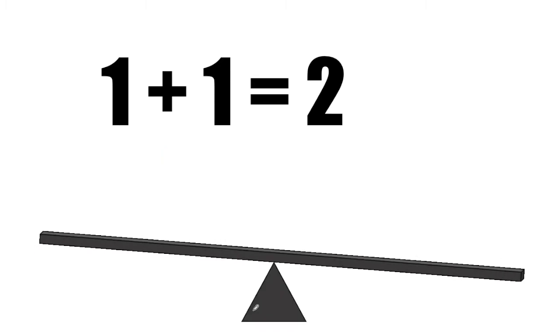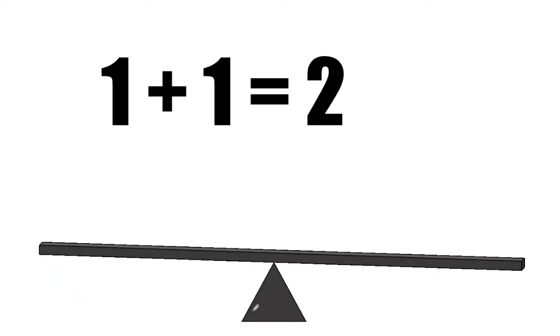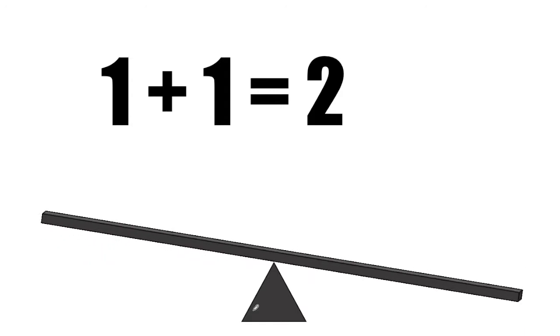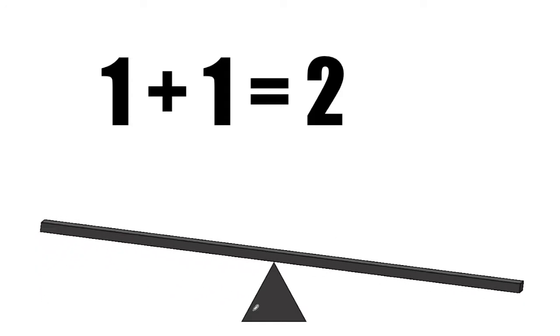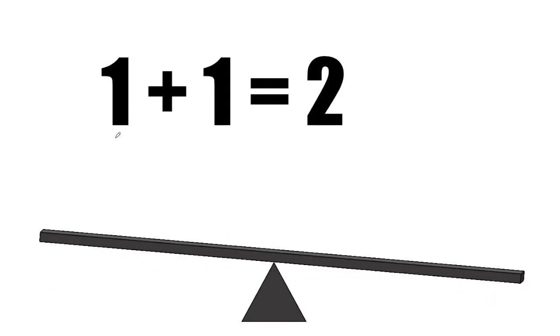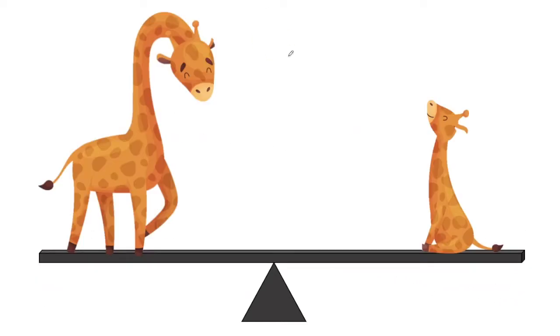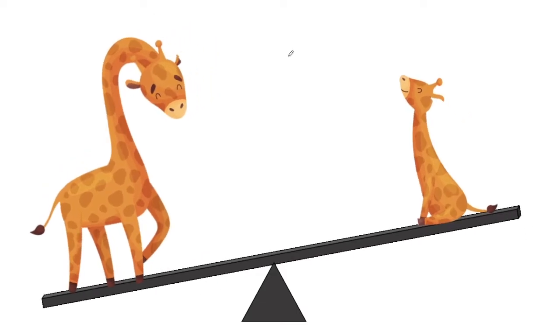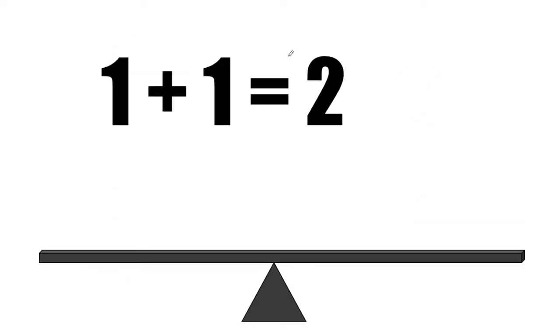But we can also think of the equal sign as a seesaw. Have you ever been on a seesaw? What happens when something heavy gets on one side of the seesaw and something light gets on the other? Yeah, it goes down. But the equal sign is a balanced seesaw. And this equal sign means is the same as.